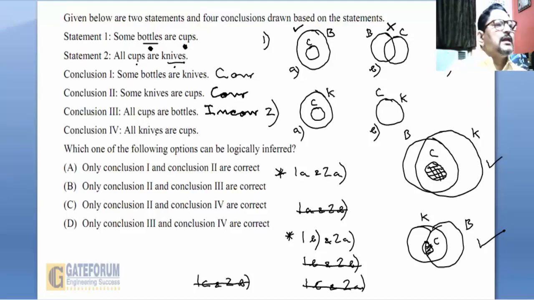Last one, all knives are cups. You see, knives and cups are in the same statement 2. All knives are cups. This is absolutely false here. All knives are not cups. So we need not look at the next. If one is wrong, then this is incorrect. So which of the following options can be logically inferred? We will say conclusions 1 and 2 can be logically inferred. And you see, this must be option number A.